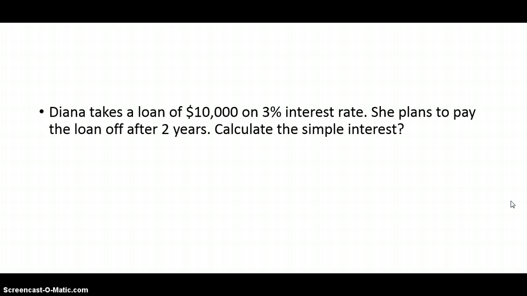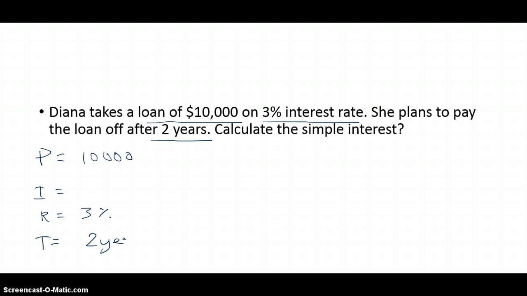Diana takes a loan of $10,000 at a 3% interest rate. She plans to pay the loan off after 2 years. Calculate the simple interest. With these questions, always label what your P value, your I value, your R value, and your T value are. In this case, what's our principal value? She takes a loan of $10,000, so 10,000 is my principal value. What's my interest rate per year? Yep, 3%. She plans to pay off the loan after 2 years. In this case, the I value is what we're trying to find.